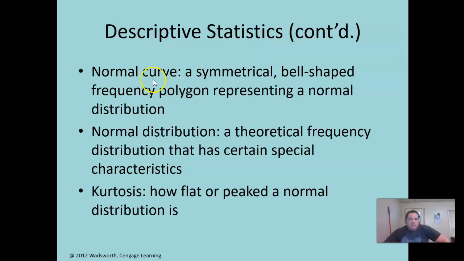Now, when we put data on a graph like we did before, we have a normal curve, which is a symmetrical bell-shaped frequency polygon representing a normal distribution. Normal distribution is a theoretical frequency distribution that has certain special characteristics. So a true normal distribution is, we'll see it here in a second. The kurtosis is how flat or how peaked a normal distribution is.